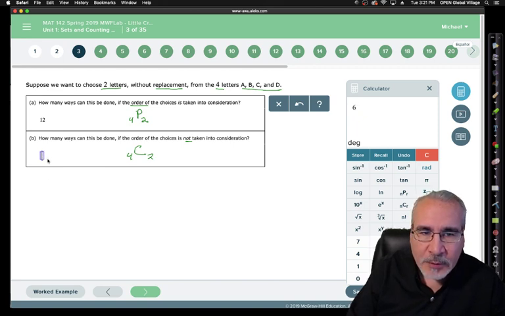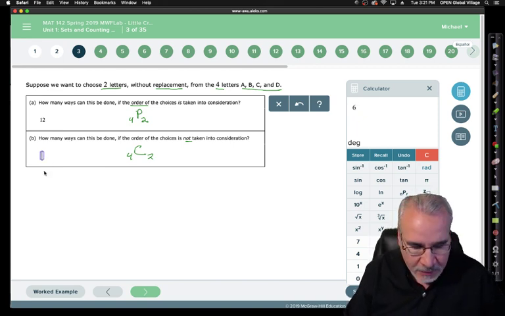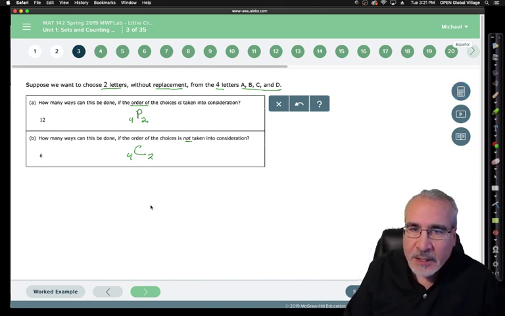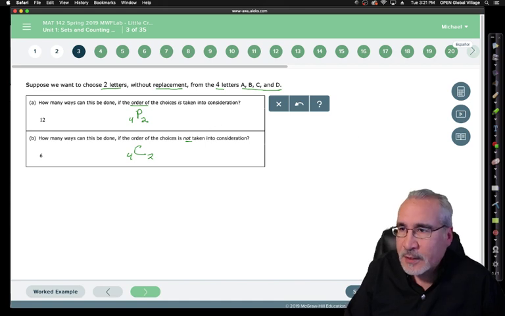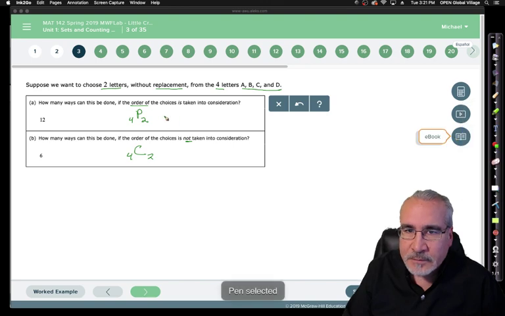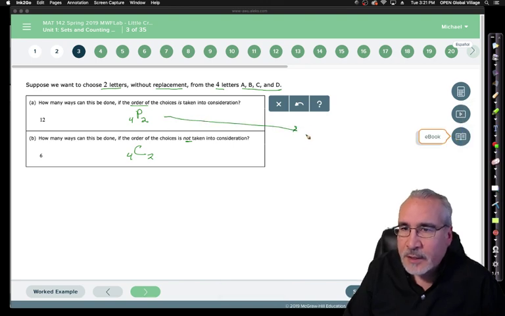Many of you have been using the formulas. I'll show you how that works out with the formulas as well. So we'll get this calculator out of here, and we'll walk through this first one and the second one. The formula is n factorial over n minus r factorial. So in this case, we'll have 4 factorial over 4 minus 2.